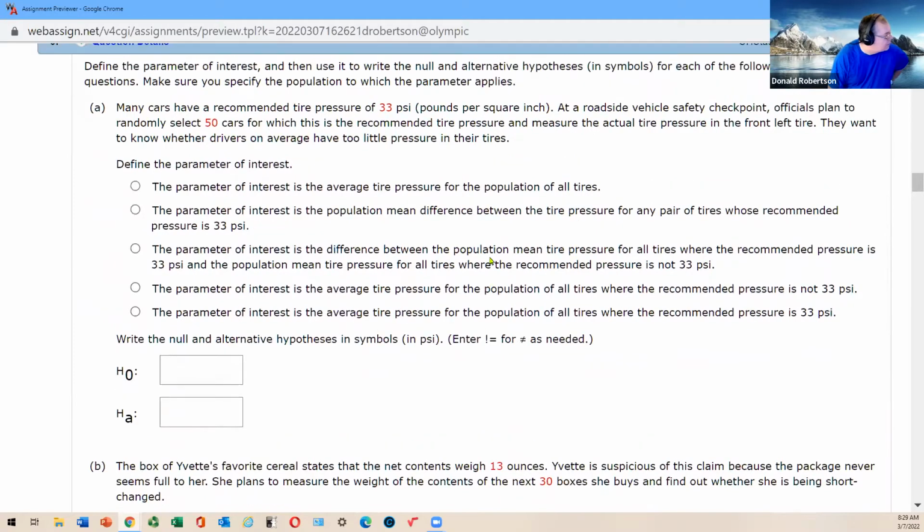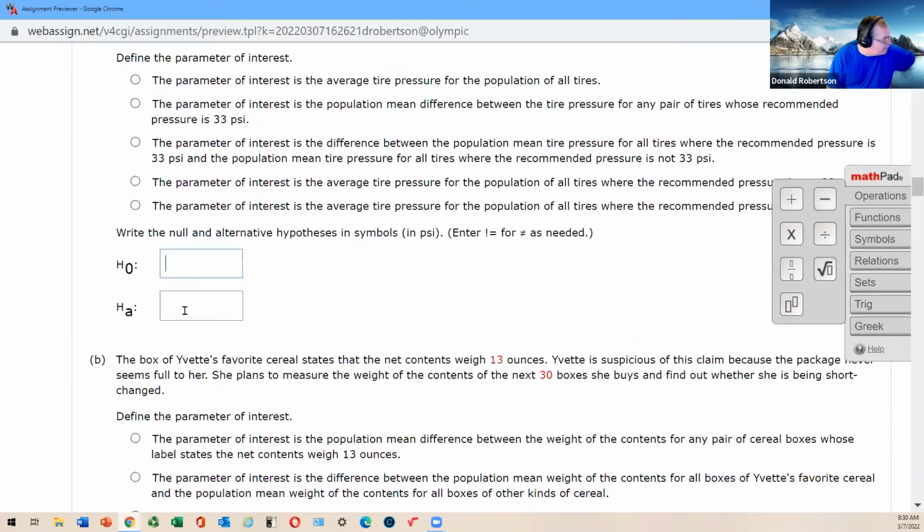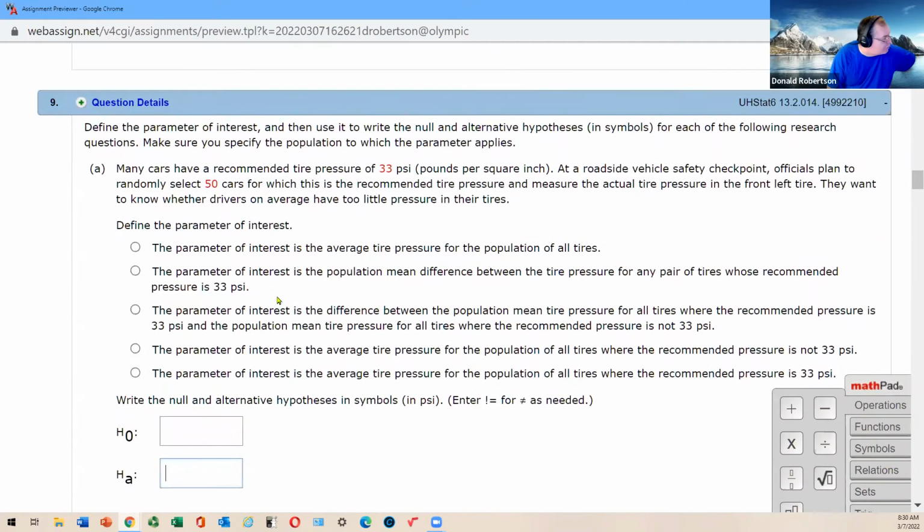Okay. So in this question here, we're defining the parameter of interest, which just means what are we interested in? Is it how many times you fertilize the field, or is it the average age of someone, whatever it is? That's the parameter of interest. So the bit I'm interested in here is this. I'll skip that answer, you can do it yourself. So how many cars have a recommended tire pressure of 33 PSI, pounds per square inch? That's what they're interested in.